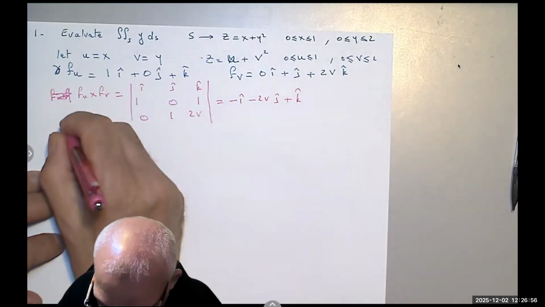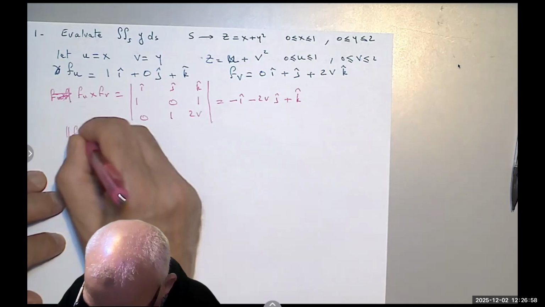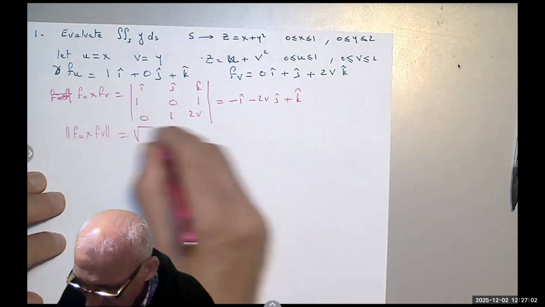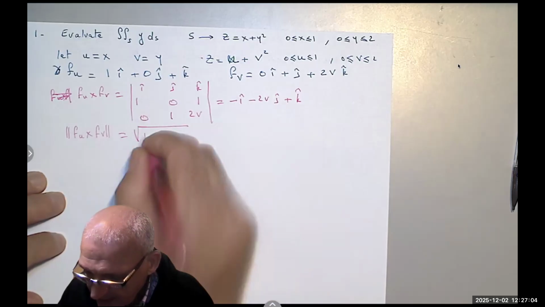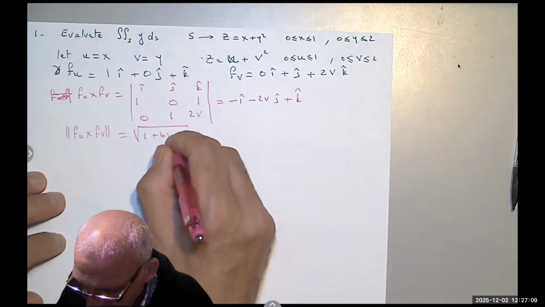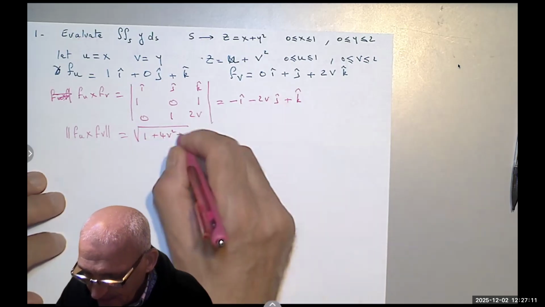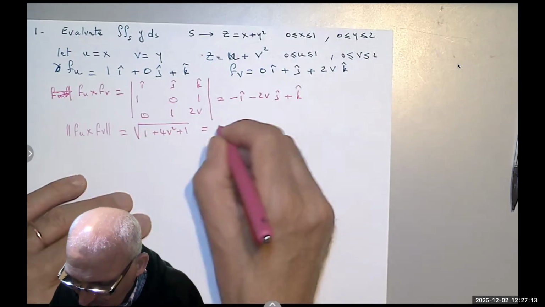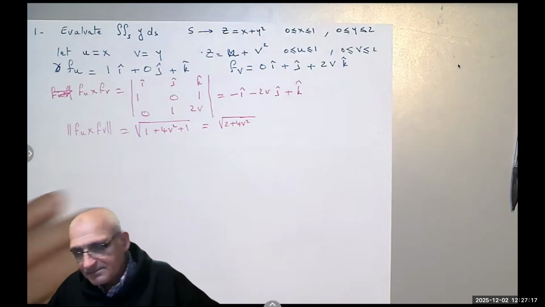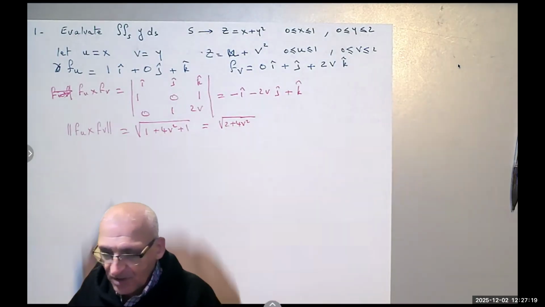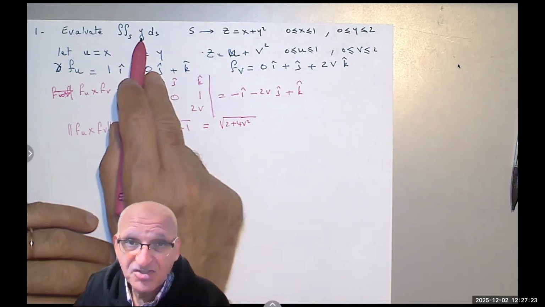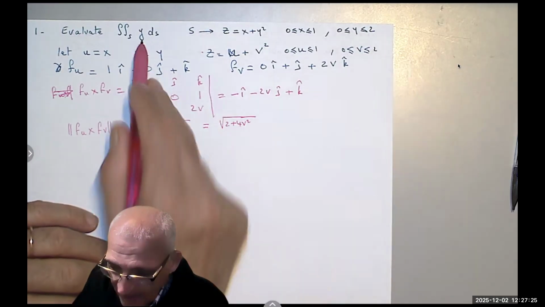Next step is to find the magnitude of f_u cross f_v. It's the square root of negative 1 squared plus negative 2v squared plus 1 squared. So it's the square root of 2 plus 4v squared. Finally, you are going to take the integral after you multiply f. F in this case is just y, and y is v.